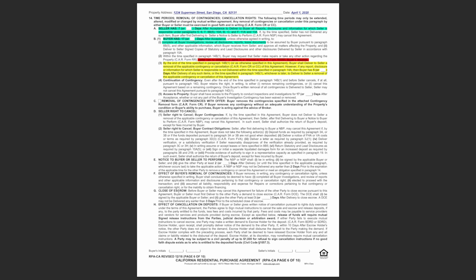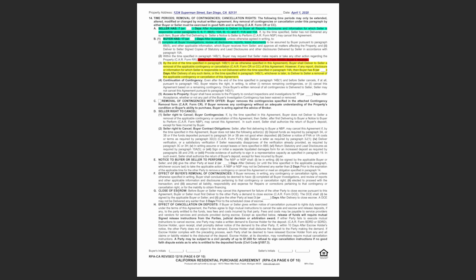But perhaps something happens those last few days of escrow that's causing the escrow or the transaction to be delayed, and you're now past your close of escrow date. It's time for the seller to send the buyer a demand to close escrow, giving them a specified period of time to make sure they get it closed, or the seller still has the right to cancel.